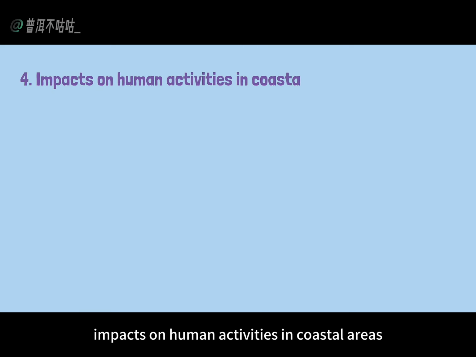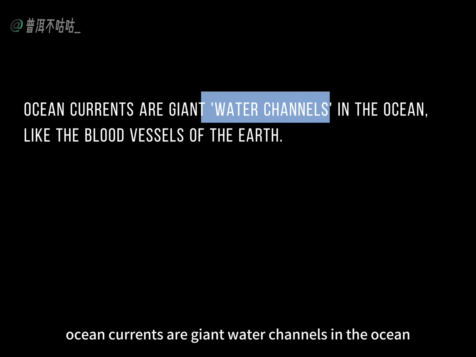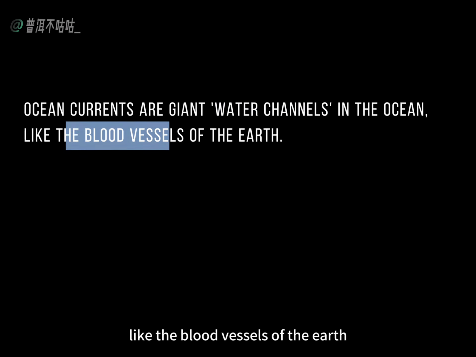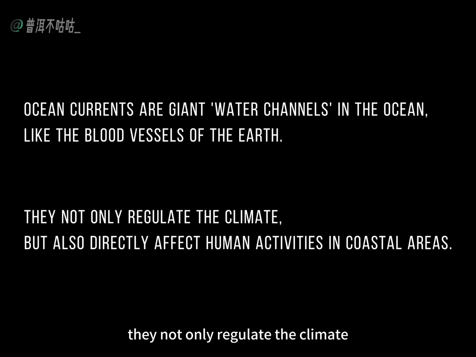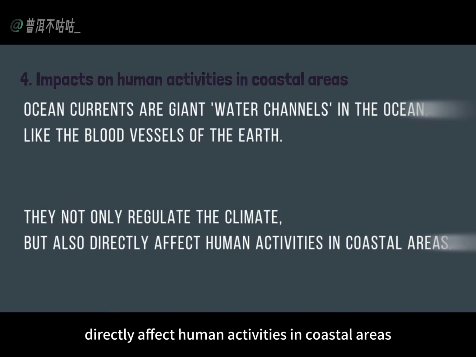The fourth effect is impacts on human activities in coastal areas. Ocean currents are giant water channels in the ocean, like the blood vessels of the earth. They not only regulate the climate, but also directly affect human activities in coastal areas.